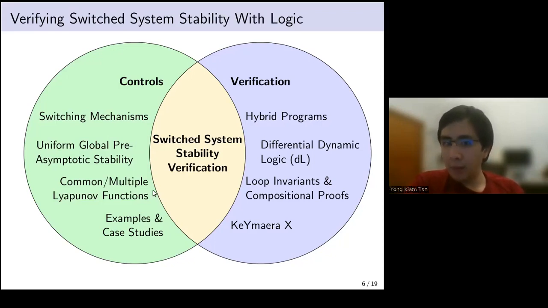Now, from controls, again, we're going to take proof ideas for stability, namely the concept of common or multiple Lyapunov functions, and we're going to see formally how that can be understood using the classical idea of loop invariants from verification. And thanks to this formalization, now we can take examples and case studies from controls, and we can now verify stability for those examples using the KeYmaera X tool for hybrid systems proving, which is based on dL.